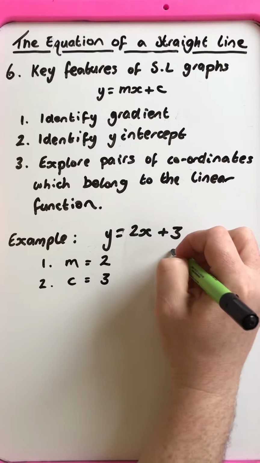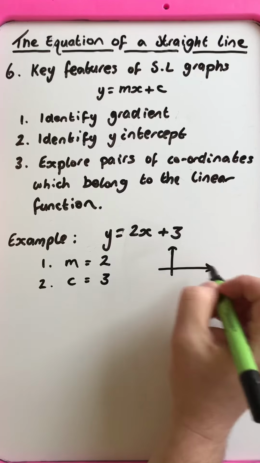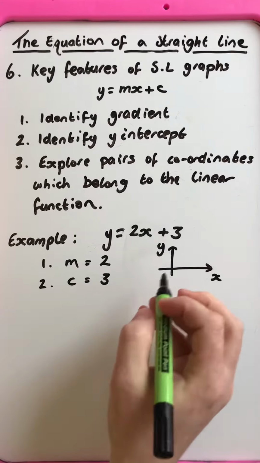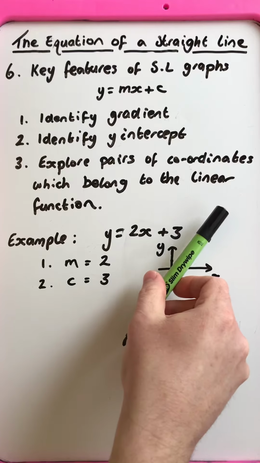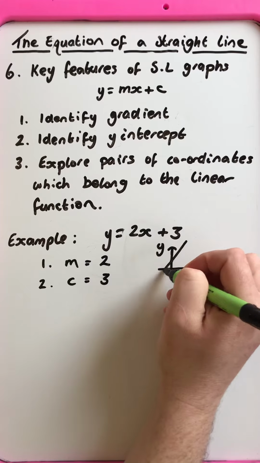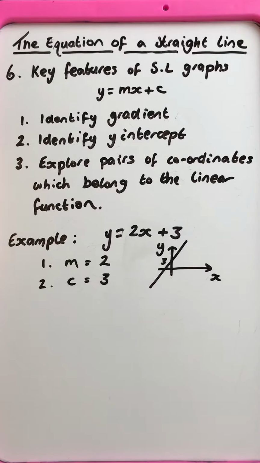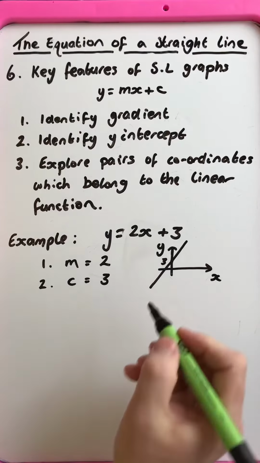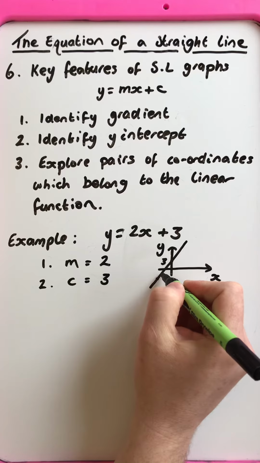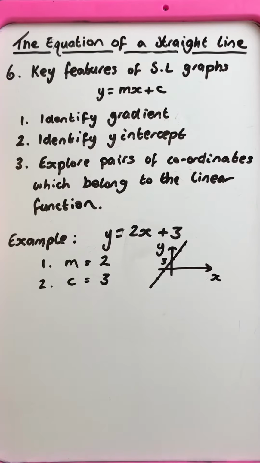We could do a quick sketch with our x and y axis. The y-intercept is 3. The gradient is 2. So this is quite a steep line. That could be an approximation for that. The y-intercept at 3. Now, exploring pairs of coordinates. So that means that we want to know other points that lie on this line. Okay, so we can draw it exactly if we had squared paper.